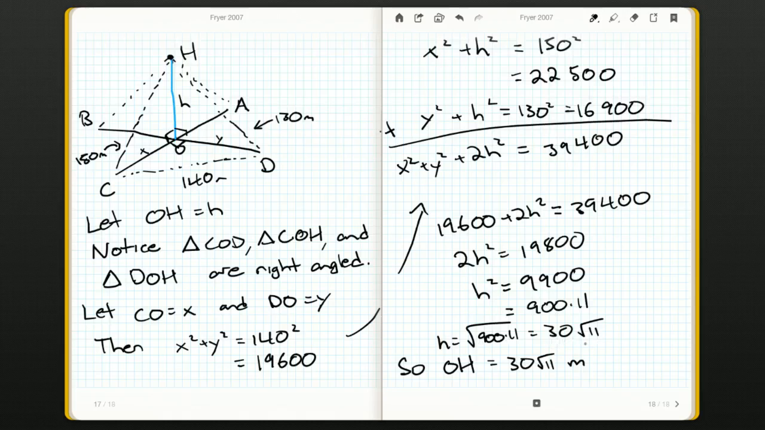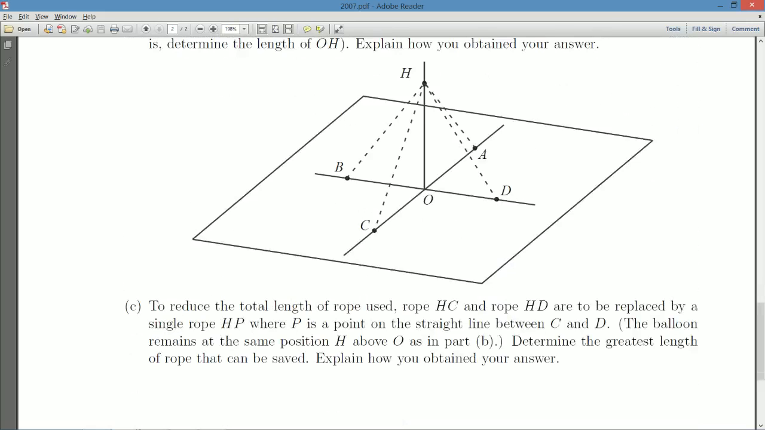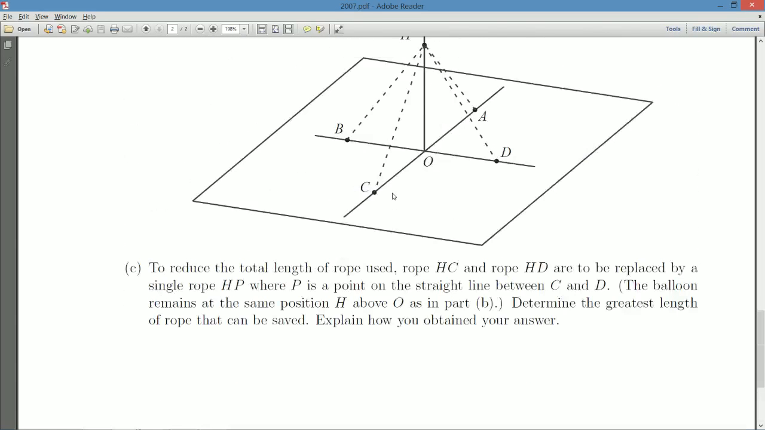But I imagine you probably wouldn't be penalized that much if you just left it as square root of 9900. Maybe you should at least take out the 9, but either way, that's C part. We figured out the length of OH, and that is what we were asked for. Determine the length of OH. Fantastic. Okay, C part. And this is the last part of the contest.